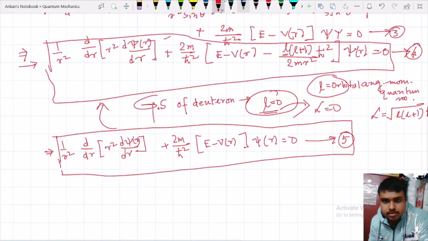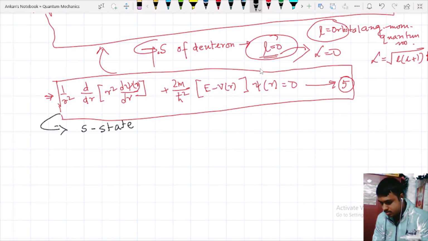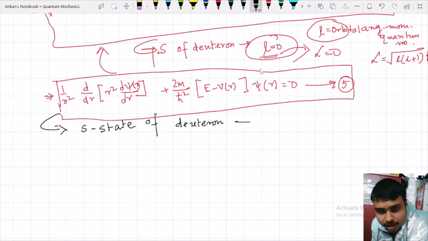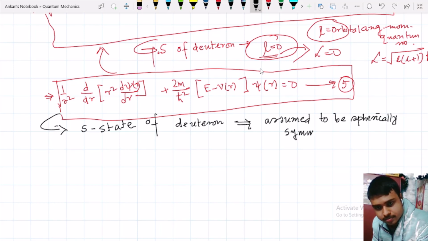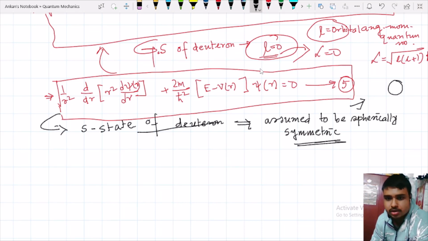Okay, so let's go further. So this is nothing but the S state of deuteron, and it is assumed to be spherically symmetric. Why? Because this is independent of theta and phi, and because there is no orbital angular momentum at all. So we know very well that an S orbital is spherical in shape. So the S state of deuteron is assumed to be spherically symmetric.